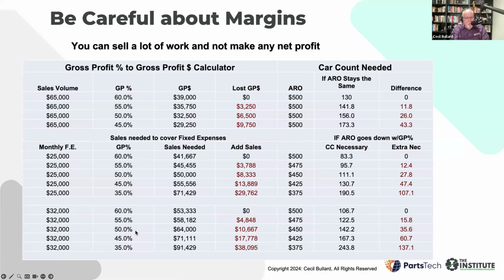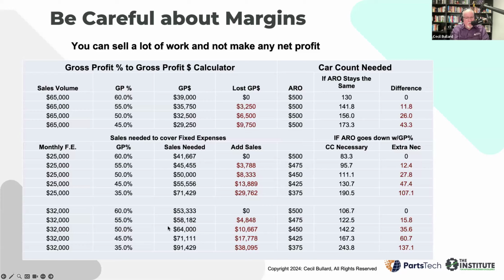Now let's lower our margin. Let's lower it by 15 points. And so I'm losing 10 on my parts. I'm losing 5 on my labor, which we see all the time. I still have $32,000 in expenses. Now I have to do 71,000 in business.